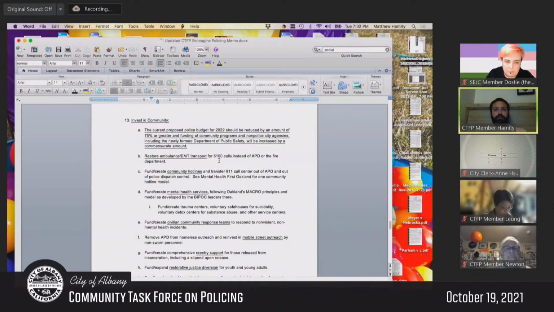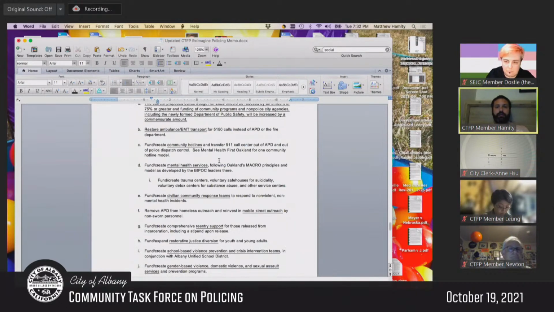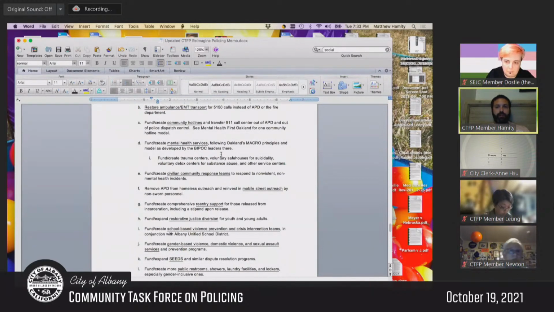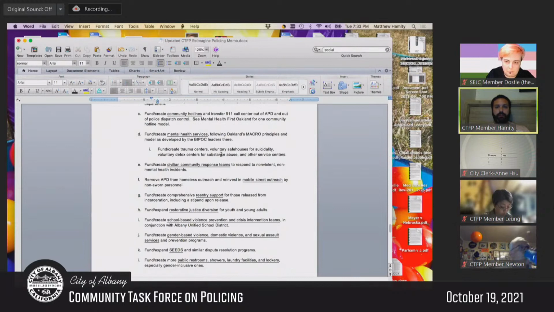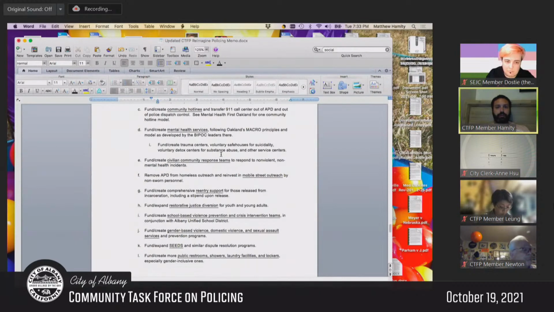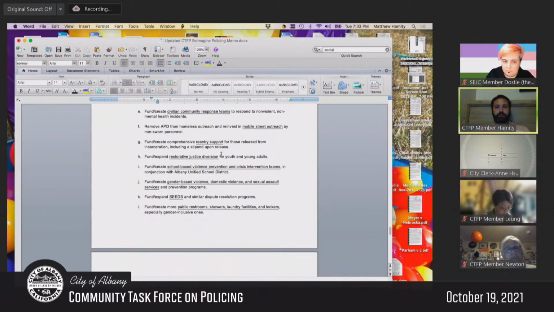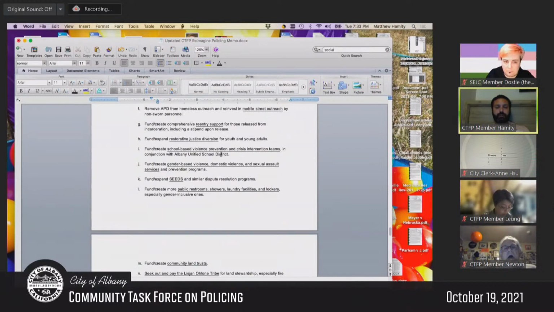Restore ambulance and EMT transport for 5150 calls instead of the APD or the fire department taking that on. Funding community hotlines and transfer the 911 call center out of APD. We mentioned Mental Health First Oakland as one option that could be handled through the Department of Public Safety. Fund mental health services following Oakland's MACRO principles. Fund civilian community response teams. Remove APD from homeless outreach. Reinvest in mobile street outreach by non-sworn personnel, including potentially the Department of Public Safety.